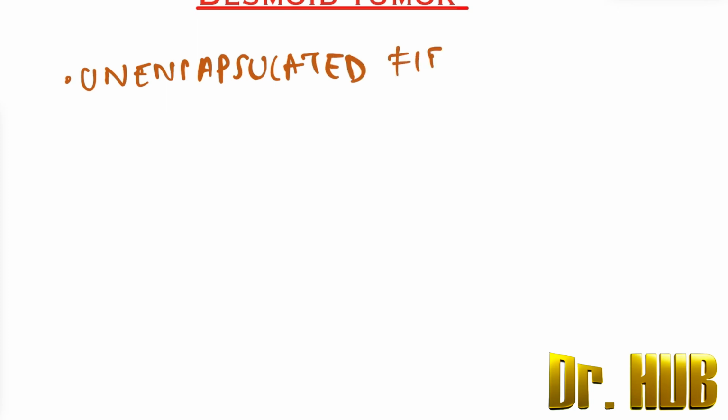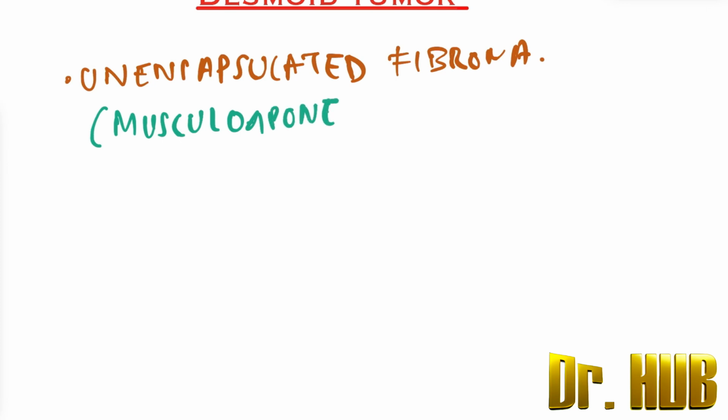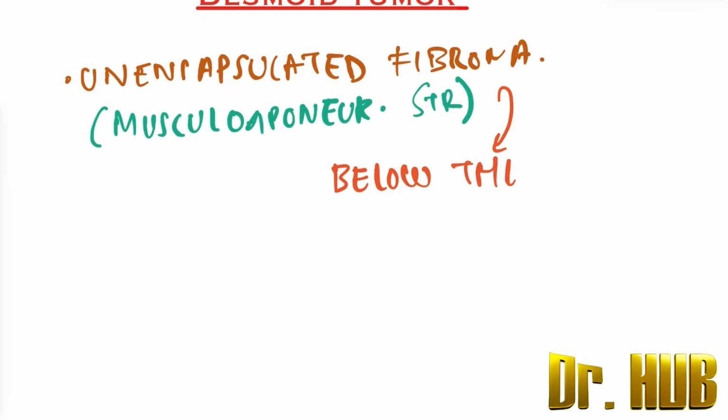Desmoid tumor. So we're looking at some important points. It is an unencapsulated fibroma, and it arises from the musculo-aponeurotic structures, and it is present below the umbilicus.